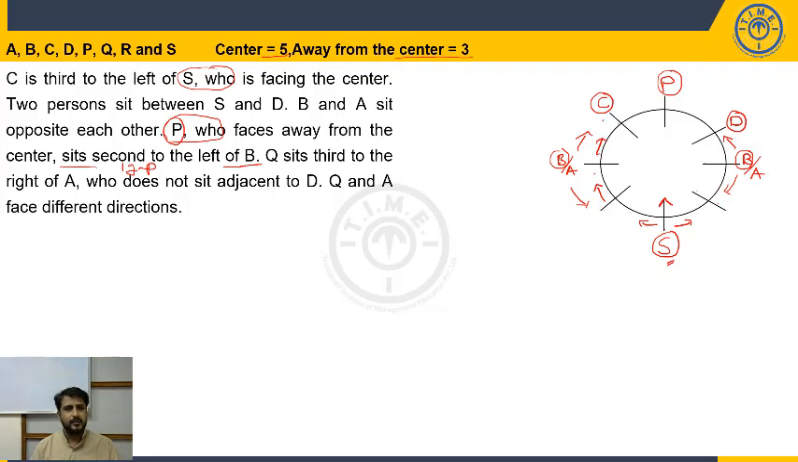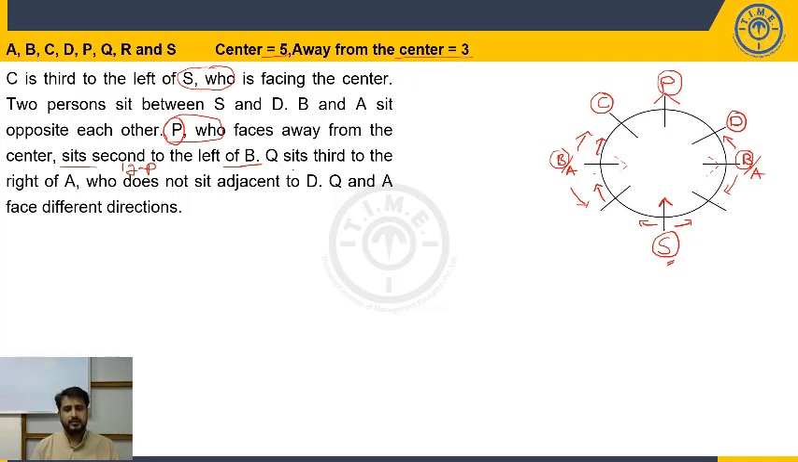Once we know the position of B, we can decide the direction of B. If B is here, as P is second left of B, B's direction will be towards the center. If B is here, B's direction will be away from the center, because it has to satisfy the condition that P is second to the left of B. And it is given clearly that P faces away from the center.